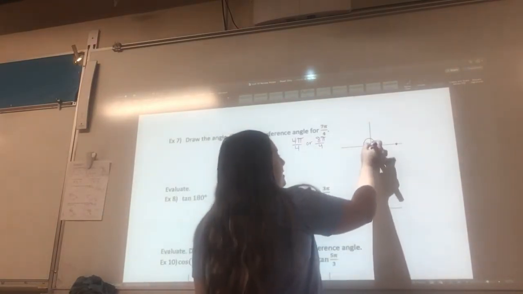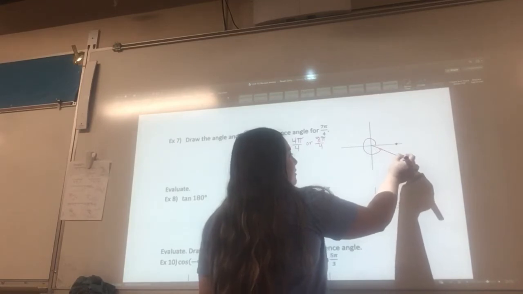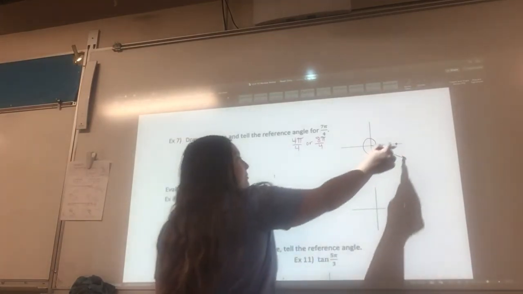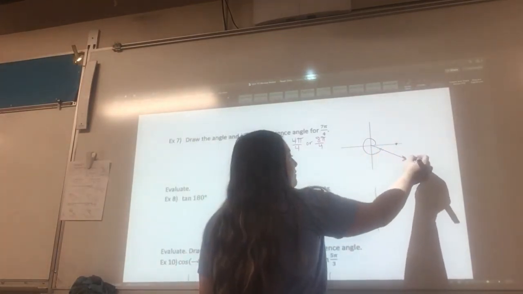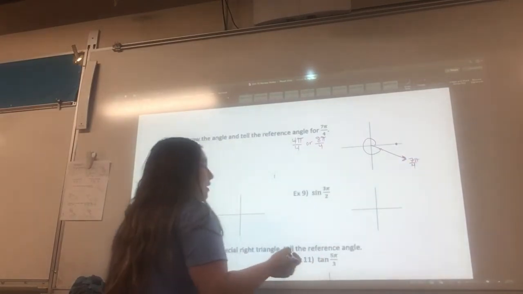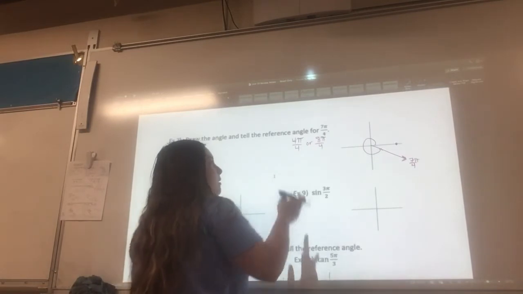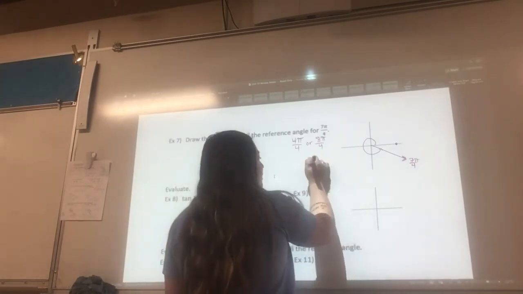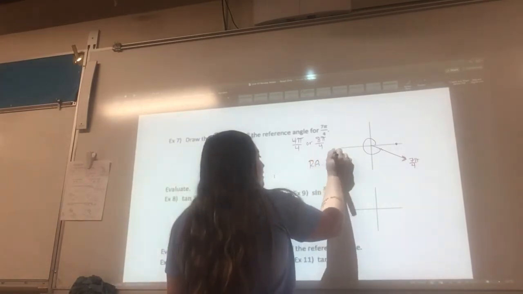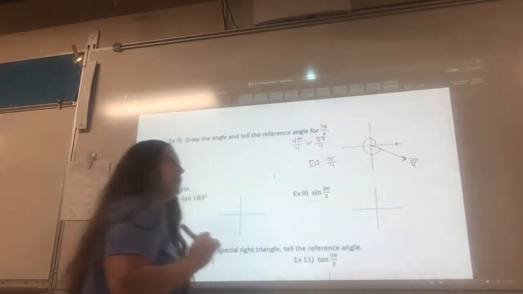So we know it is in this quadrant, because 8 pi over 4, 7 pi over 4 is over here. And we need to see the difference between 8 pi over 4 and 7 pi over 4. Well, it's only a pi over 4, so our reference angle is pi over 4.